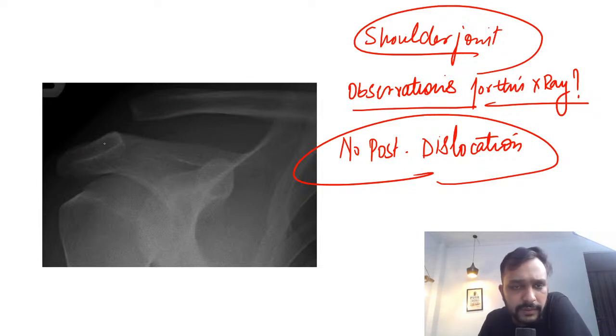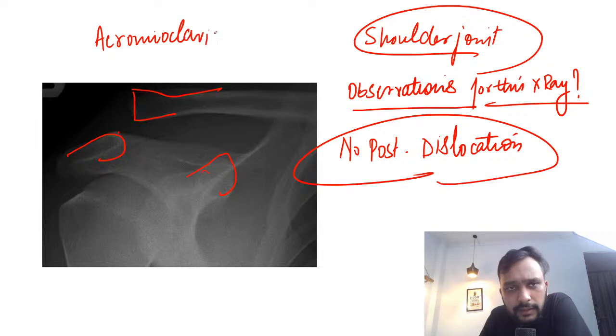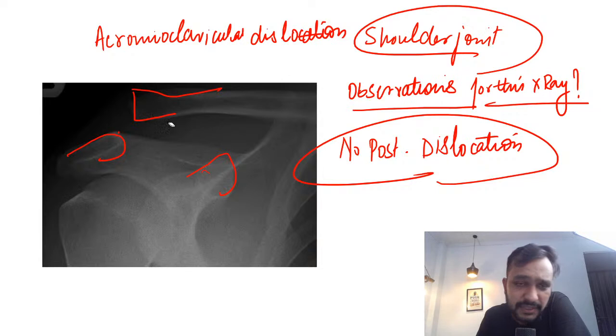So guys, can you appreciate this is the coracoid, this is the acromion process, this is the clavicle. What is happening in this case is that the acromion and the clavicle are not lying in the same line. So there is an acromioclavicular dislocation happening here. Acromioclavicular separation, dislocation or separation is what you can see in this x-ray of the shoulder joint, right?